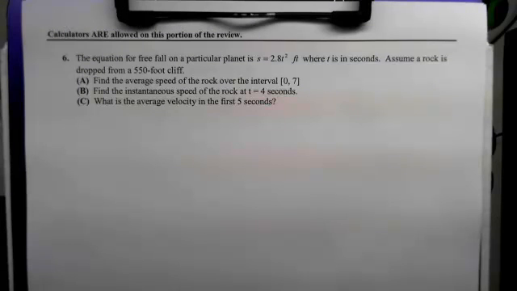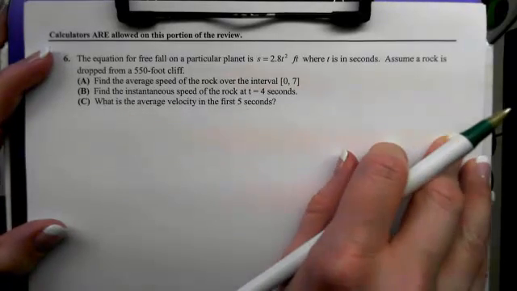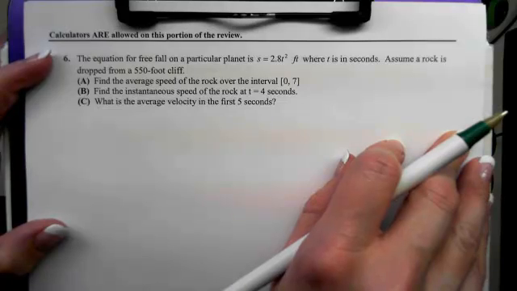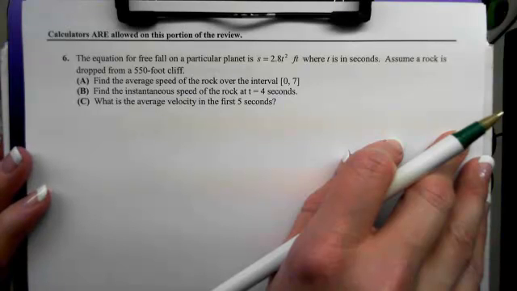Okay, this again is the 26229 review number 6, and in this problem calculators are allowed. If we read it, we see that it is a position, velocity, speed sort of problem. The equation for free fall on a particular planet is s equals 2.8 t squared, where t is in seconds, and we're assuming a rock is dropped from a 550-foot cliff.